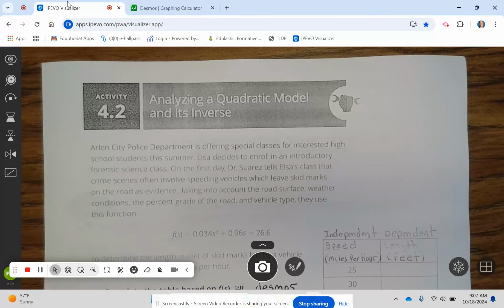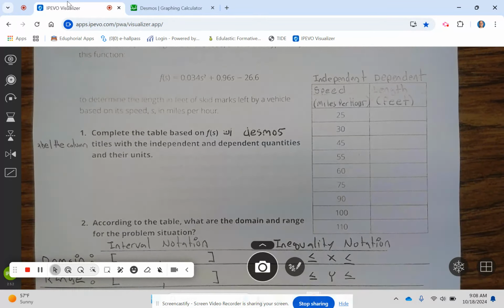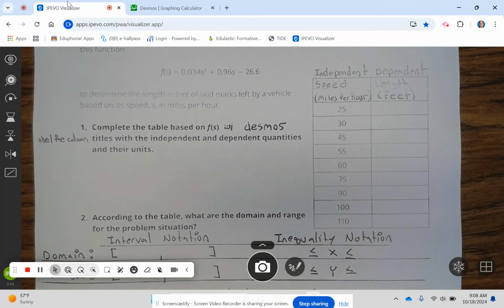4.2, analyzing a quadratic model and its inverse. Arlington City Police Department is offering special classes for interested high school students this summer. Elsa decides to enroll in an introductory forensic science class. On the first day, Dr. Suarez tells Elsa's class that crime scenes often involve speeding vehicles which leave skid marks on the road as evidence. Taking into account the road surface, weather condition, the percent grade of the road, and vehicle type, they use this function: f of s equals 0.034 s squared plus 0.96 s minus 26.6. Determine the length in feet of skid marks left by a vehicle based on its speed s in miles per hour.